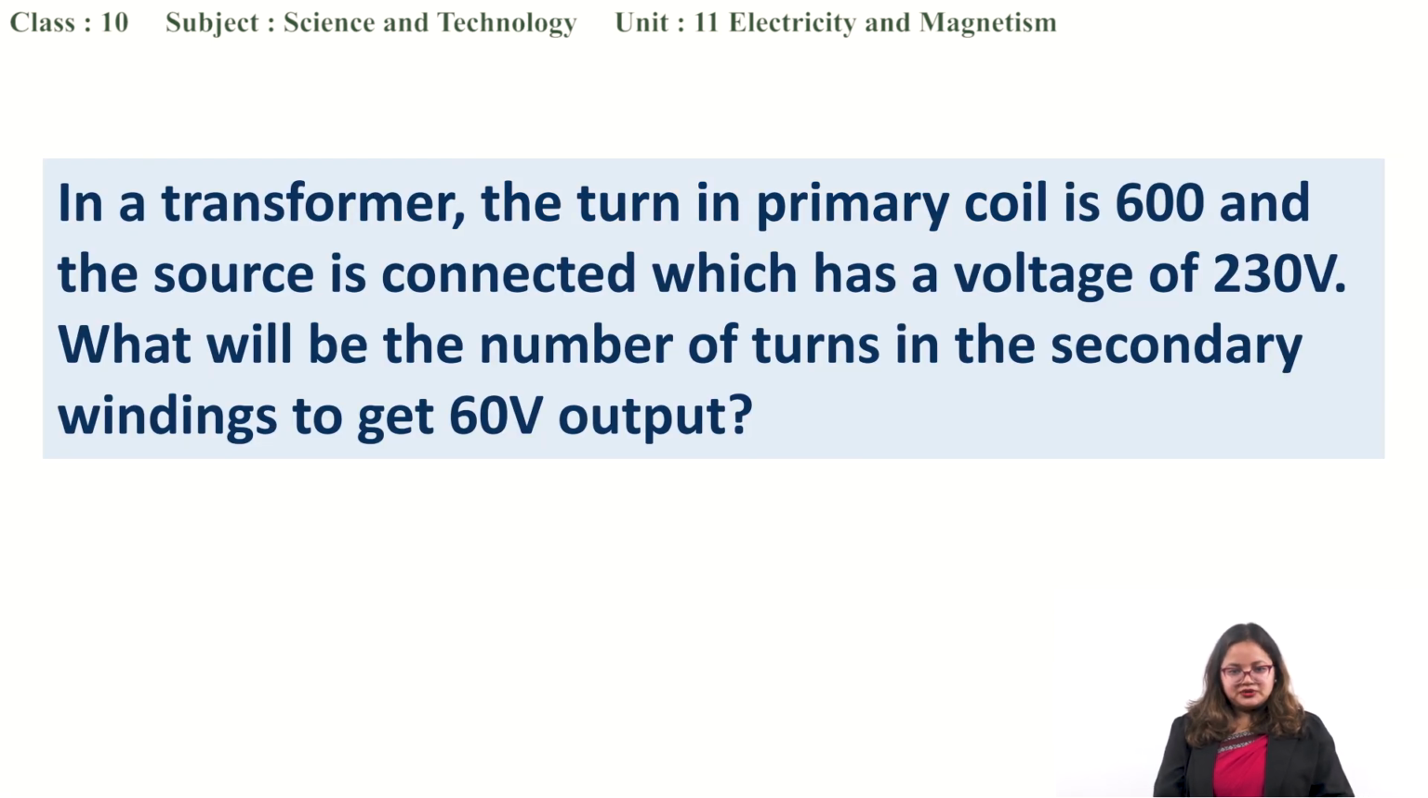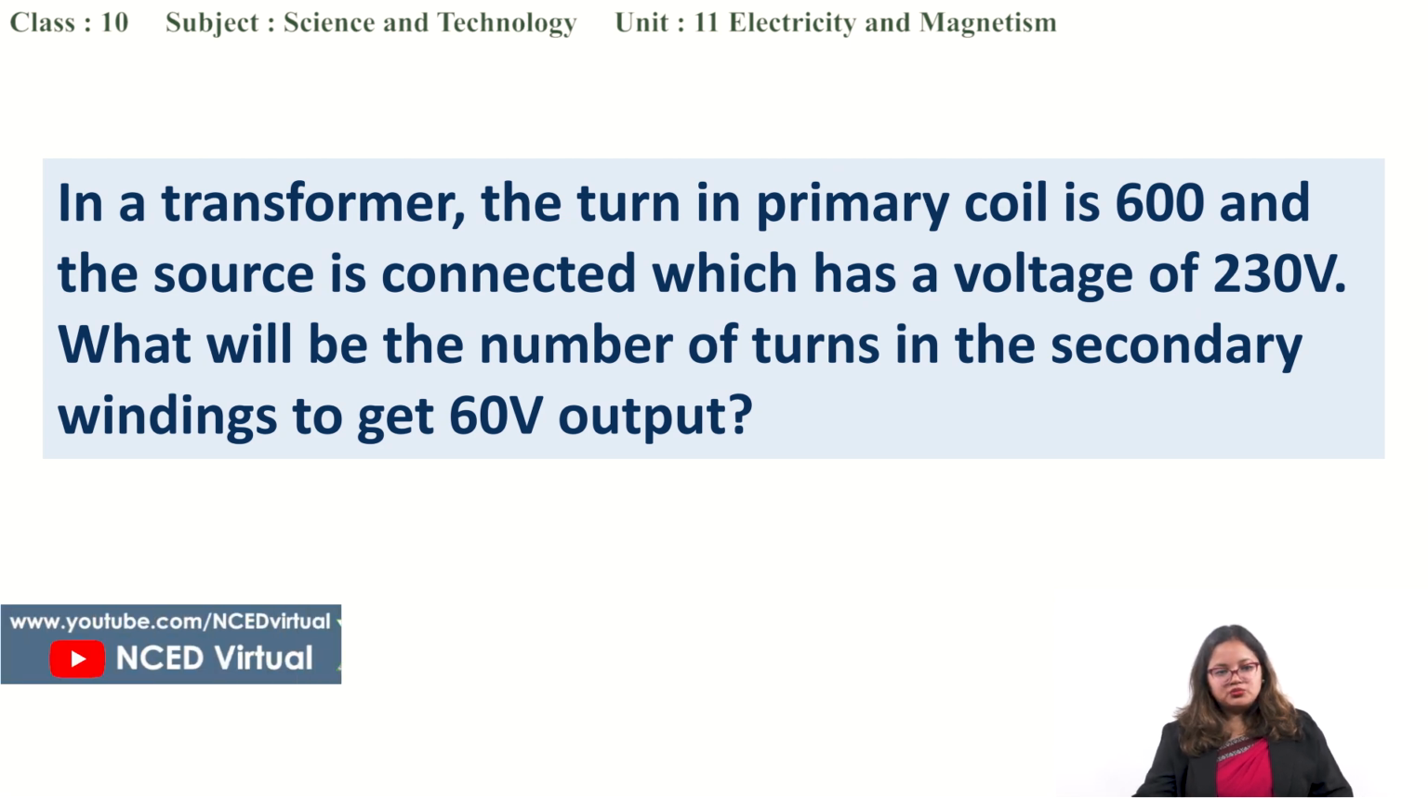In a transformer, the number of turns in the primary coil is 600 and the source is connected, which has a voltage of 230 volt. What will be the number of turns in the secondary windings to get 60 volt output? We will do this on the board.